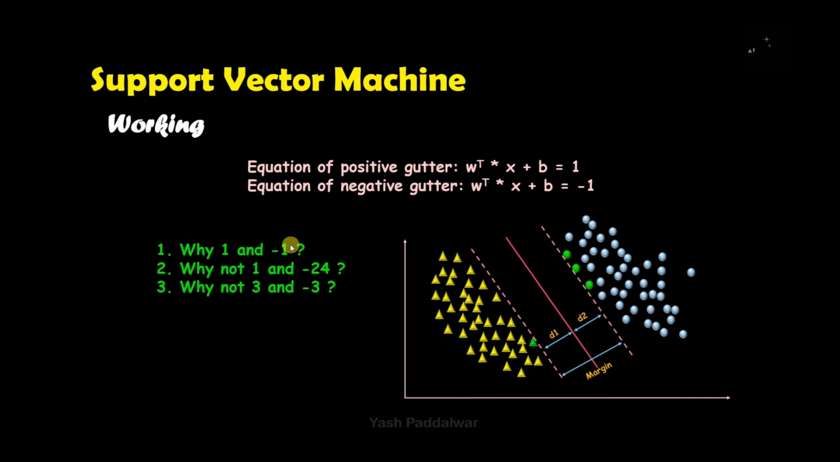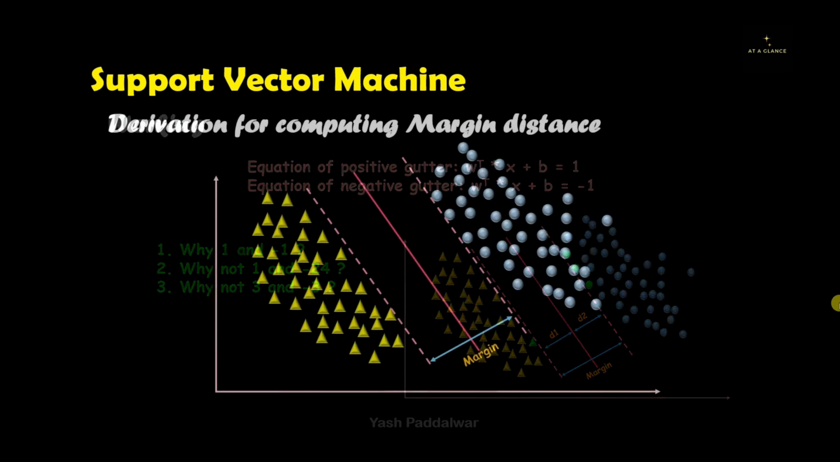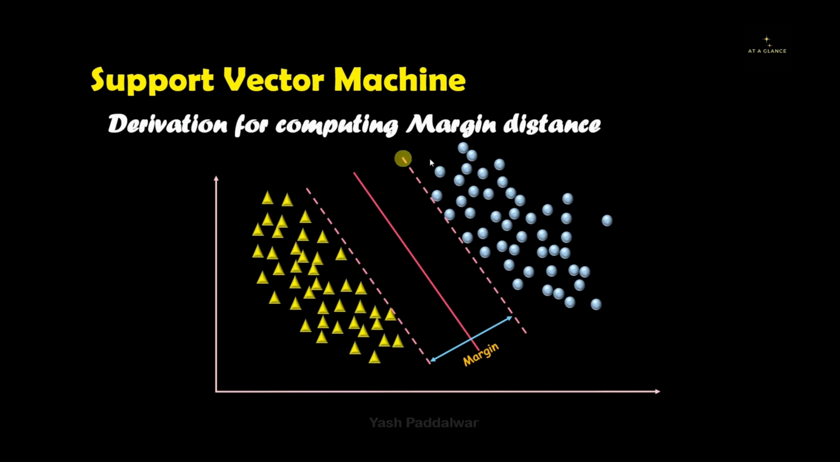Now let me try to answer the third question: instead of 1 as a magnitude, why haven't I taken any other magnitude? Why not 3 or minus 3 in the two equations? So this is done just to avoid calculation complexity. If you take any other number rather than 1, it will be a little difficult for you to calculate because there are a lot of equations contained in support vector machine. So just to have less complexity in calculation, we'll be taking one. So I hope all your doubts are clear.